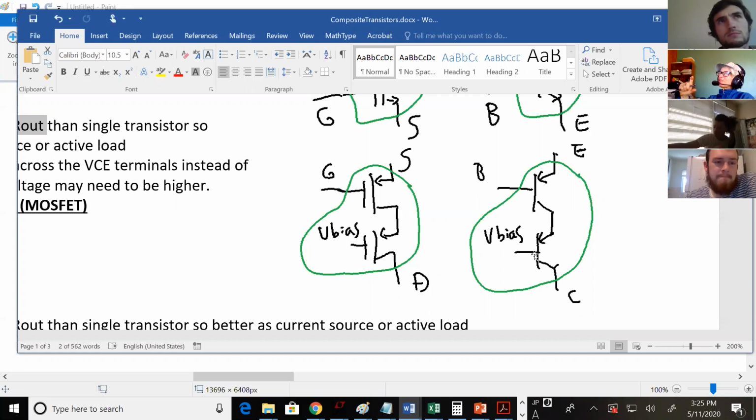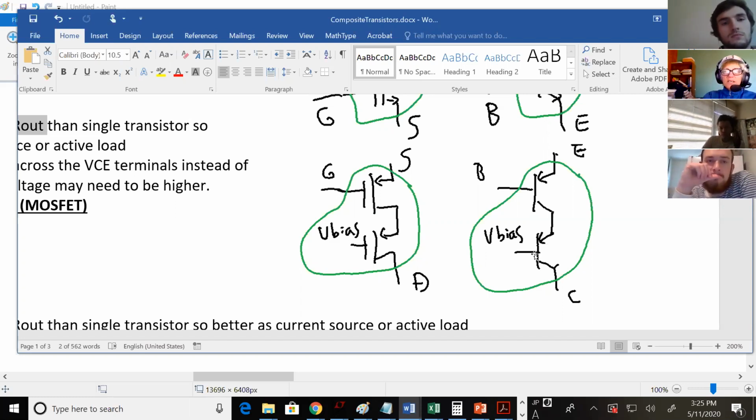So a current source, you'd like to be able to change the voltage on the node and you don't want the current to change at all. So in analog circuits, when you say, hey, this has a high R out, that's just shorthand. That's a short way to say, hey, if the voltage changes, I still get a constant current. So any current source, that's a great place to use one of these two.